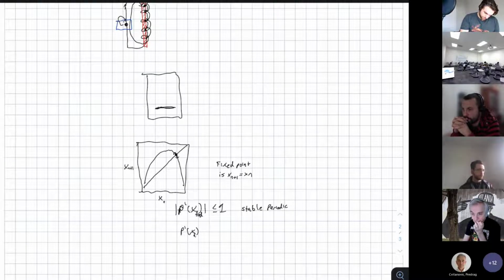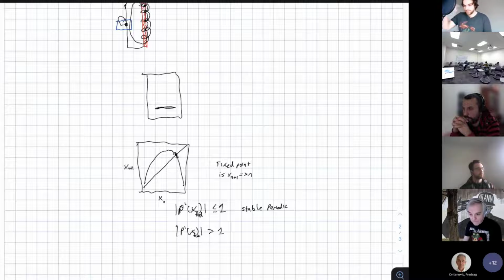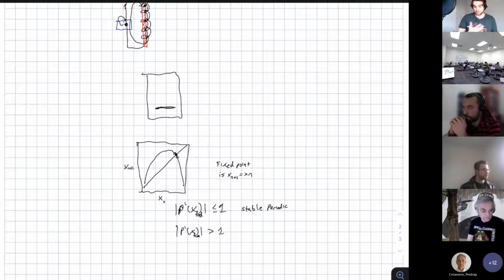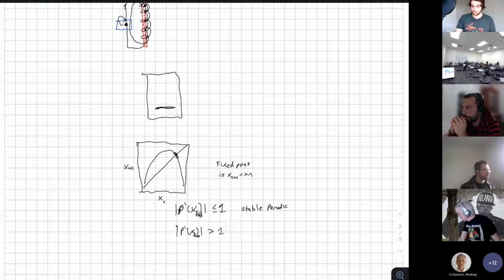If p prime of x at that fixed point is greater than 1, what does that mean? That means as you iterate this map, very small variations in this initial thing blow up. Okay. And if we want a visual aid to get some intuition for these one-dimensional maps, we can employ a technique known as cobwebbing. So what is cobwebbing?